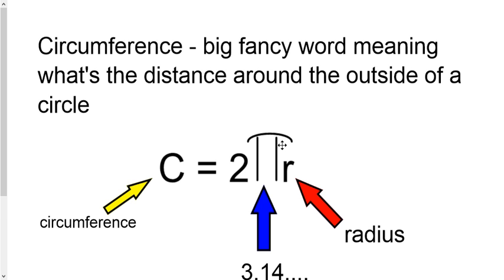Circumference becomes very, very easy. If you have any questions, please come ask me. Show me the parts that you're a little unsure of, and we'll make sure that we clear that up so that you're ready to go for the quizzes and tests.